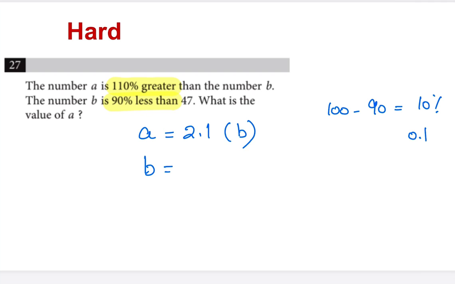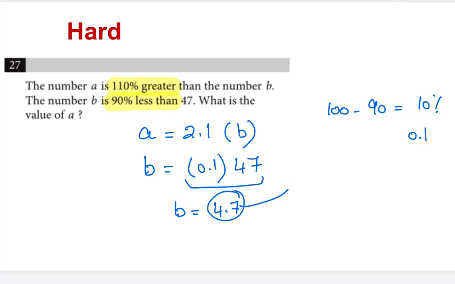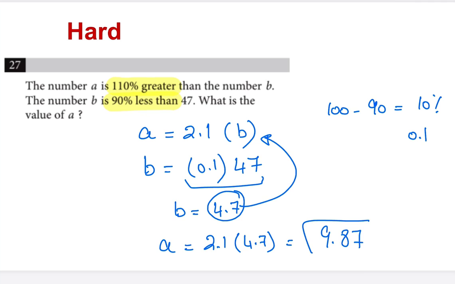Please be careful, because students think 90% is their multiplier. However, the multiplier is 0.1. After you lost 90%, you only have 10%. 90% less than 47, so 0.1 times 47. When you multiply these two quantities, you will get 4.7. So now we know the value of B is 4.7. We can take it and plug it back into the first equation to find the value of A. So A is equal to 2.1 times 4.7, which is 9.87. And that's your final answer.